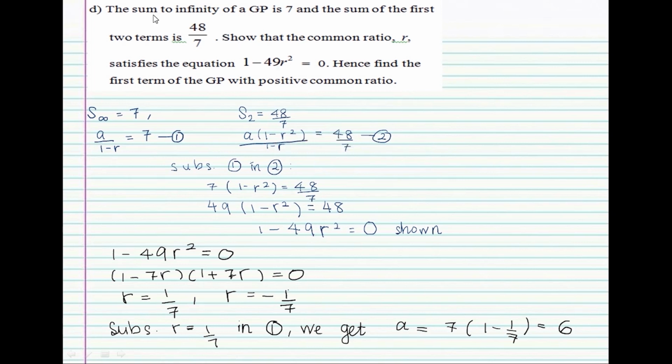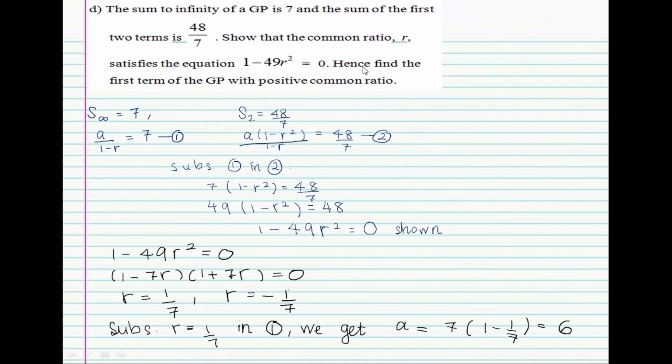And then from the information earlier, we have the sum to infinity equals 7. So this is our first equation. The second information will be the second equation. And then we have to simplify and solve these two simultaneous equations. Just substitute the first equation, a over 1 minus r, in this part, to get 7 times 1 minus r squared equals 48 over 7. Simplify this equation, and lastly we will get a quadratic equation as requested, 1 minus 49 r squared equals 0.